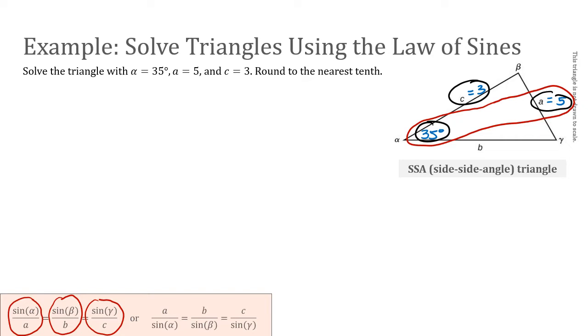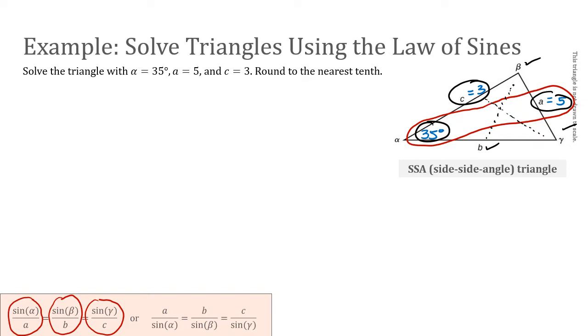So, what I want to determine or solve for is side B, which is going to be real hard for me to do because I don't know anything about angle B. I want to solve for angle B, and then I want to solve for gamma. Now, I'm going to start with gamma because I notice that across from gamma, I have been given side C, and I think that will give me the pieces that I need in order to isolate gamma.